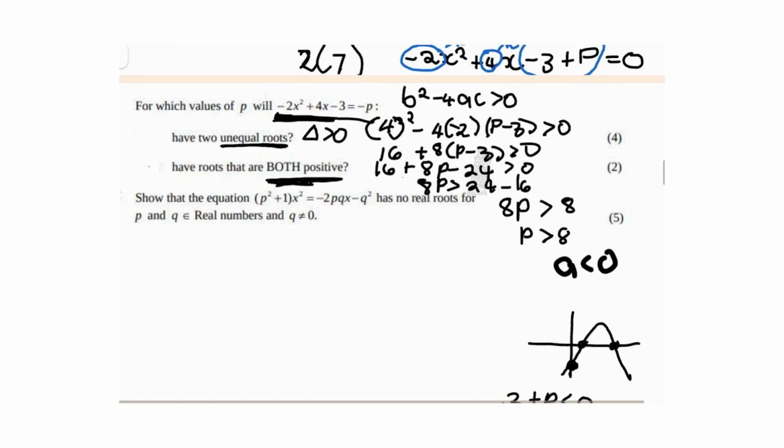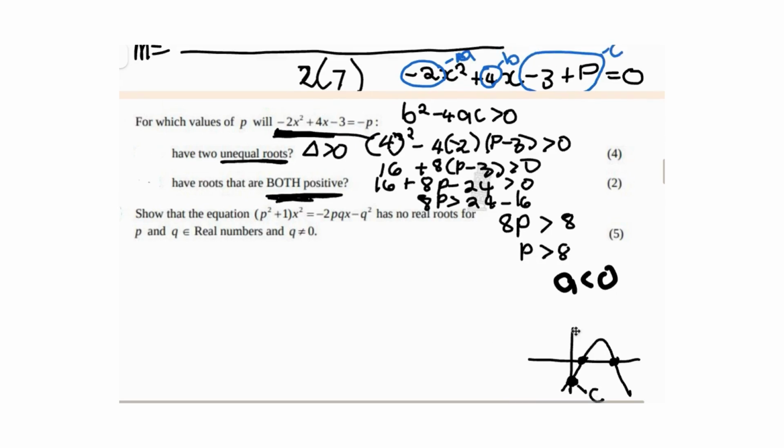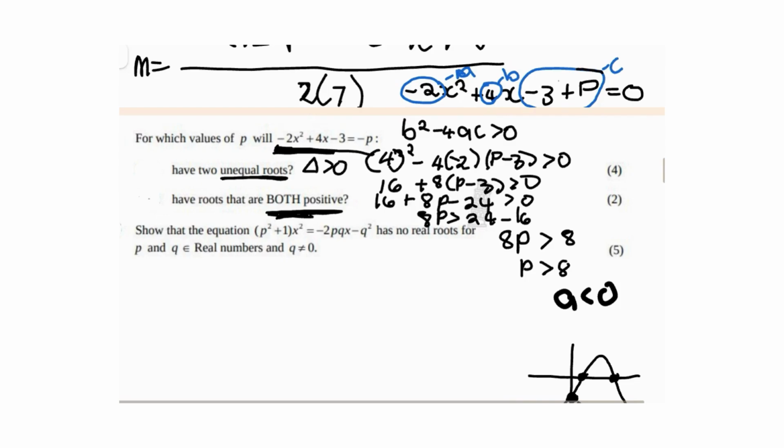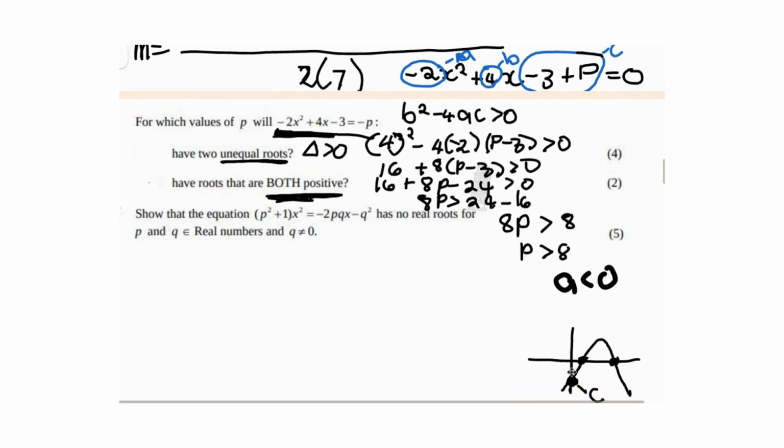Therefore, you're going to say, I want my C, because this is your C. You want that part there, the C, to be less than 0, meaning to be negative. Then you solve for the value of P. Okay, I hope this one has made sense. I'm going to jump onto the next one.